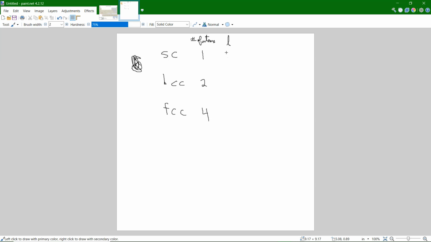For a simple cubic, well, you just have one atom stuck up against the other, so it's just 2 times R. Body-centered cubic turns out to be 2.309 times R. And I'll let you do the trigonometry to show that. Face-centered cubic is 2.828 times R. Okay.